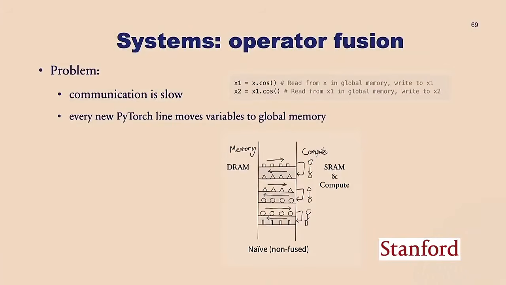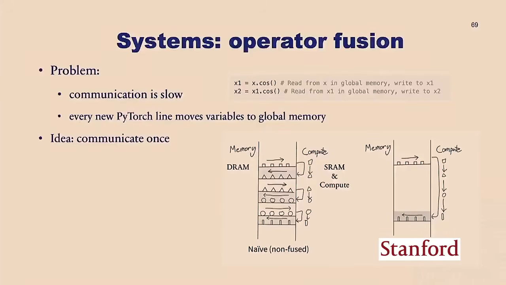Another way to see that is that you go from your DRAM, which is the global memory in your GPU, and you ship it to compute, and you ship it back for every line. This is a naive way of doing it. This seems very wasteful. So the simple idea of operator fusion is just to communicate, do all the computation, and ship it back once. And this is exactly what fused kernels are.